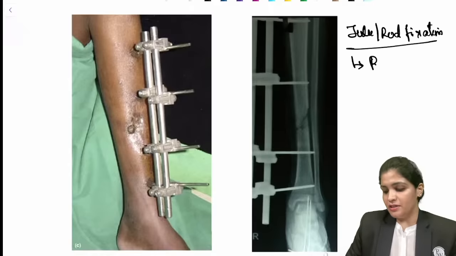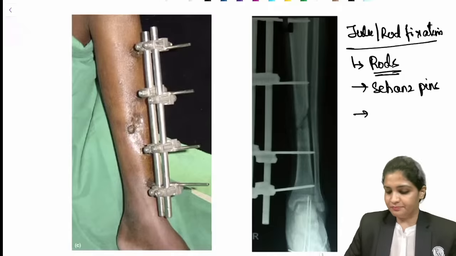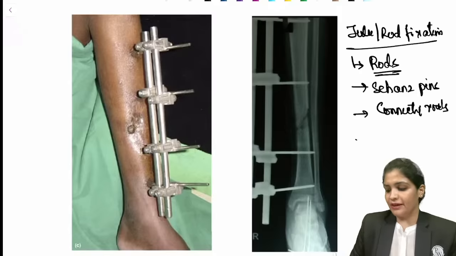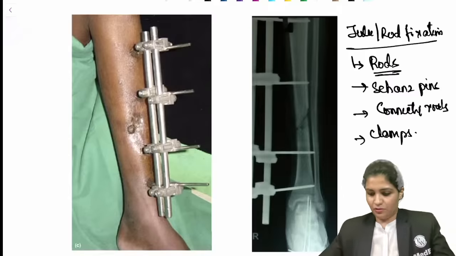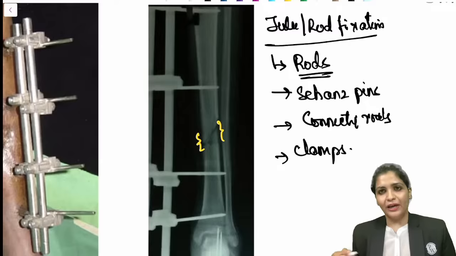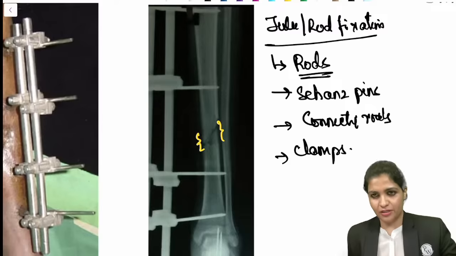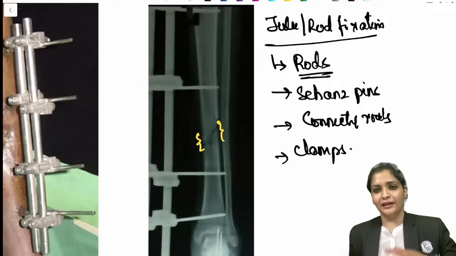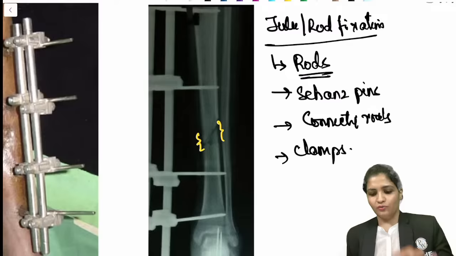And here you will have rods and Schanz pins. These are called connecting rods. And then you will have clamps. So this is your external fixator system. Now you will put this Schanz pin. If you can identify, this is the fracture, and this was an open injury where internal fixation was not recommended, because in open injuries the soft tissue present over the bone is lost. Once the implant is placed, it should be covered by a soft tissue covering so that the implant doesn't get infected, right? So for this, we have gone for external fixation.